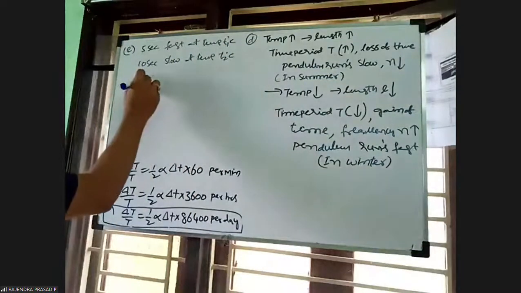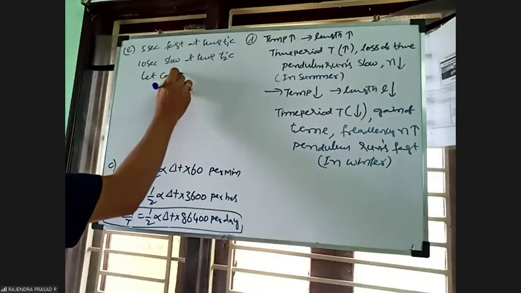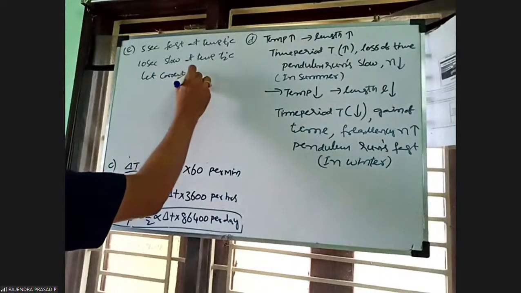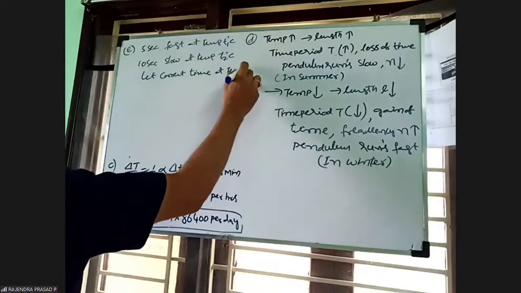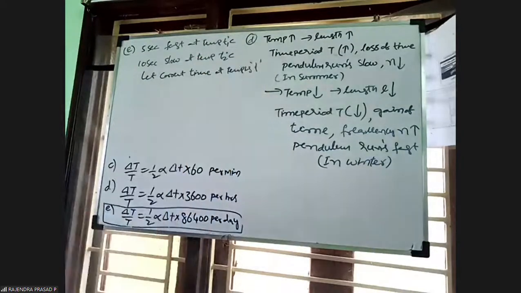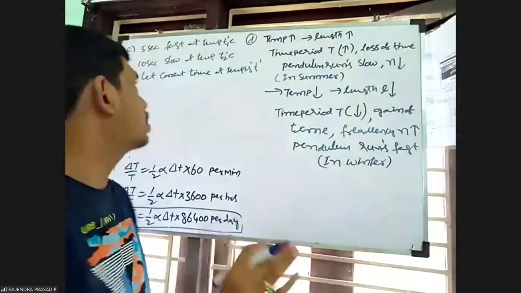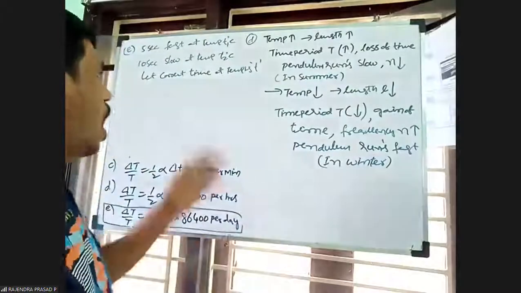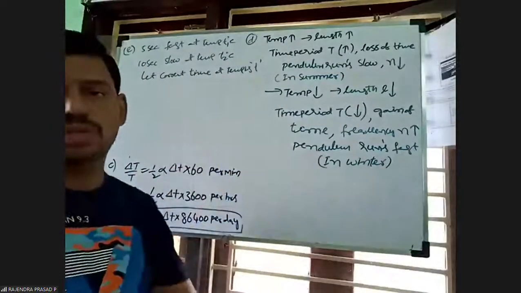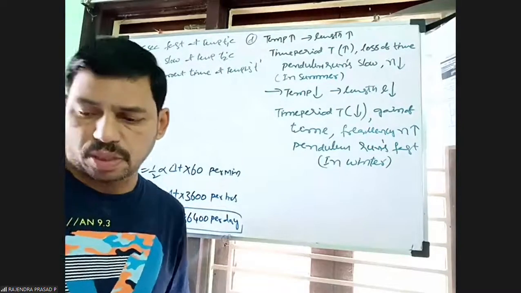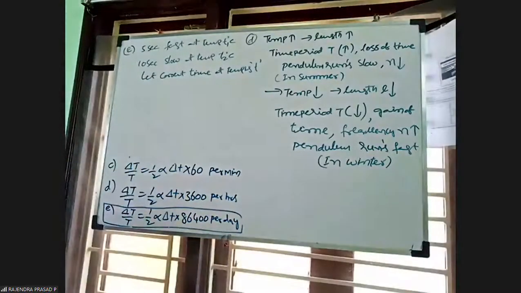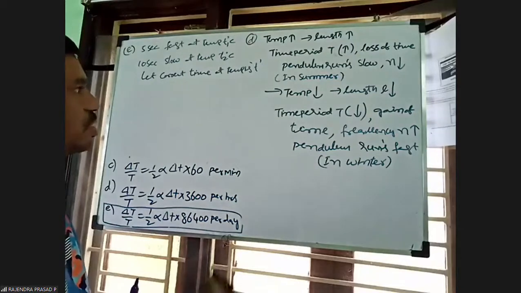Let the correct time at temperature be T. Okay. So first one, at T1 degrees temperature, 5 seconds fast. At T2 degrees temperature, 10 seconds slow. So T is the correct time. Let the correct time at temperature T.